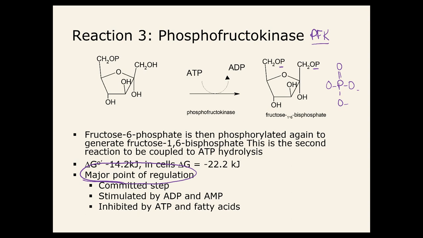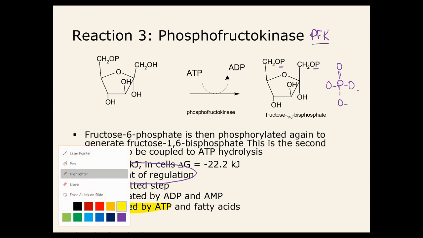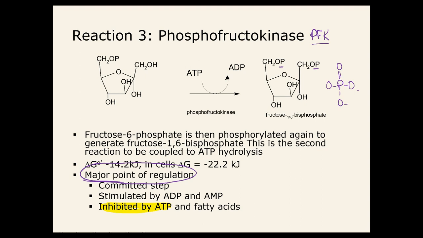What kinds of things are going to shut down this enzyme? Well, it's going to be inhibited by ATP. That's important because if you have a high amount of ATP, why would you want to go make more in glycolysis? So this is going to shut this down or slow this down.